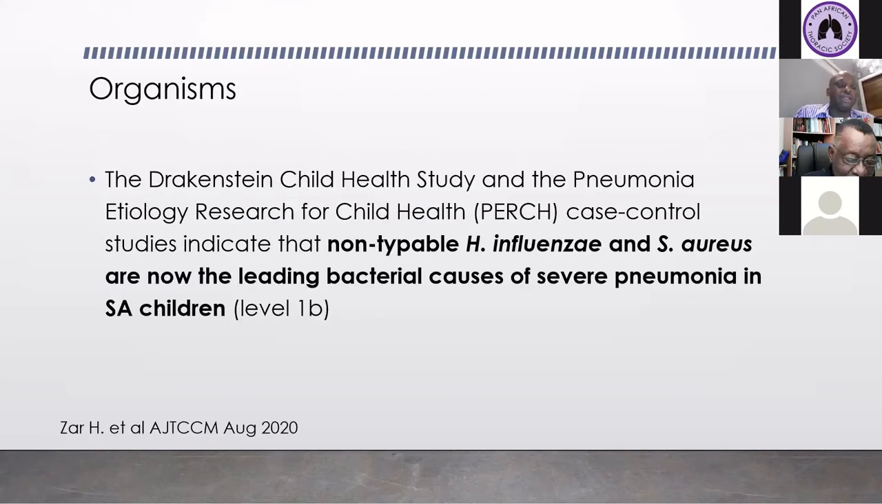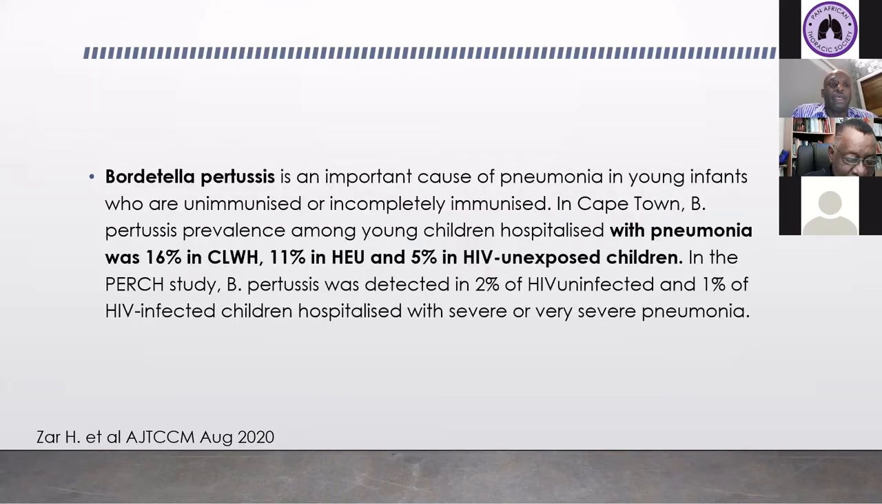Heather Zar has done good studies with colleagues in the Drakenstein Child Health Study and the PERCH trials. What we're seeing now with the use of vaccines is that the organisms are changing. The common organisms used to be Streptococcus pneumoniae and Haemophilus influenzae. But now we're seeing a little bit more of non-typable Haemophilus influenzae and Staph aureus as a cause of severe pneumonia in children in South Africa. And we're seeing pertussis in young infants who are unimmunized, in Cape Town and in the PERCH study as well.